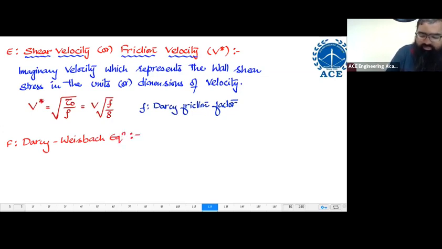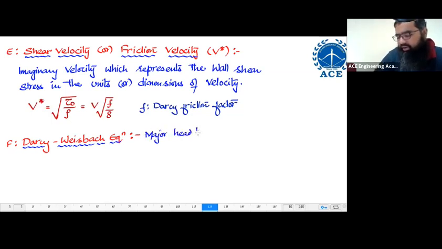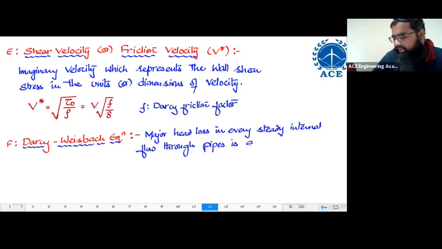Darcy-Weisbach equation, a very, very famous equation. Now, what is this equation? Major head loss in every steady internal flow through pipes is given by this particular equation. What is that equation saying?